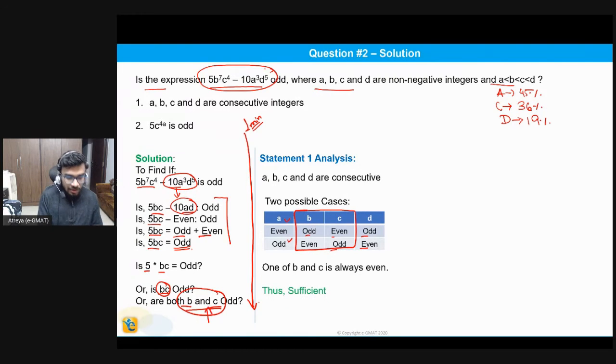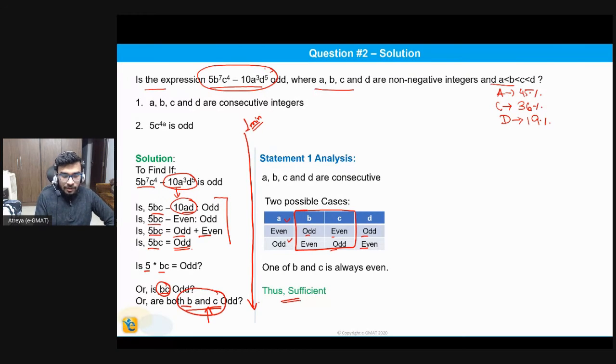So are both B and C odd? Can we answer this question? Yes, we can answer this question: no, both B and C are not odd. Since we can answer this question, we would say that this statement is sufficient for us to mark the answer for this question.